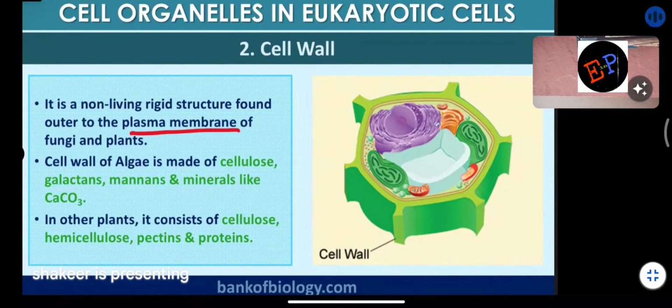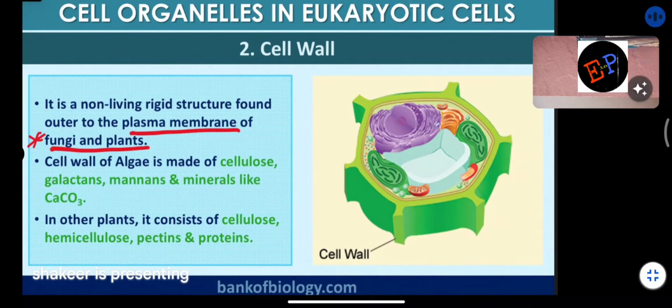of fungi as well as plants. So this cell wall is present in fungi and also in plants, but in animals, this cell wall is absent. It is present just surrounding the plasma membrane. Plasma membrane will be there, and the plasma membrane is surrounded by the cell wall. And what is the main function of this cell wall? The main function is protection of the cell itself. It doesn't allow unwanted molecules or unwanted things to enter into the cell. That is the function of the cell wall.